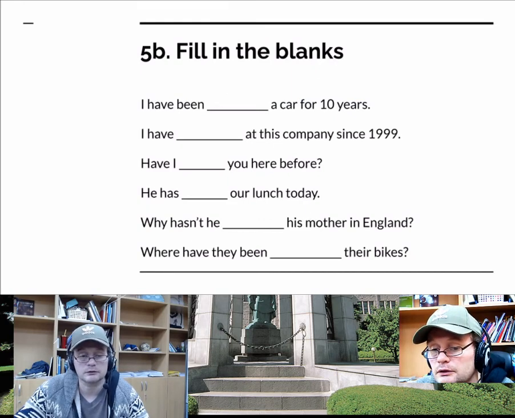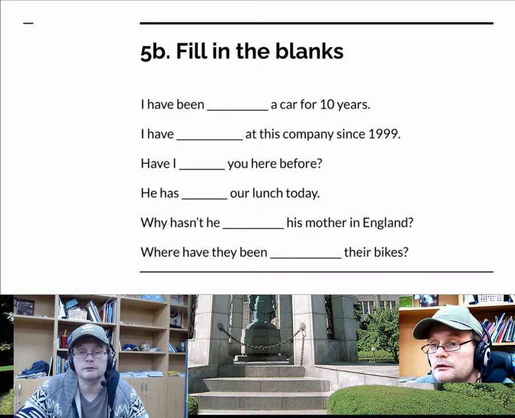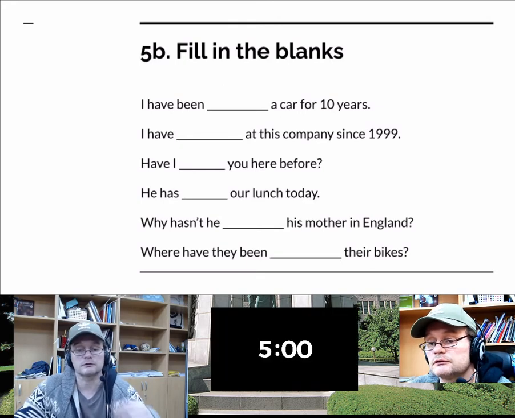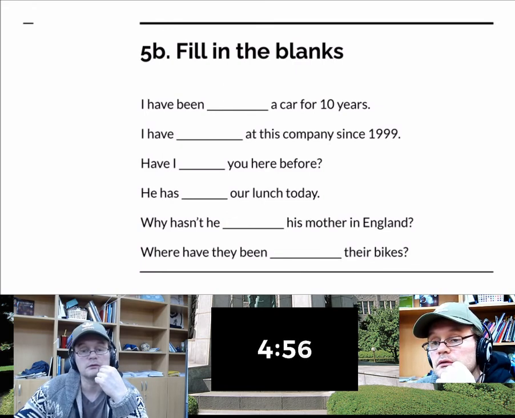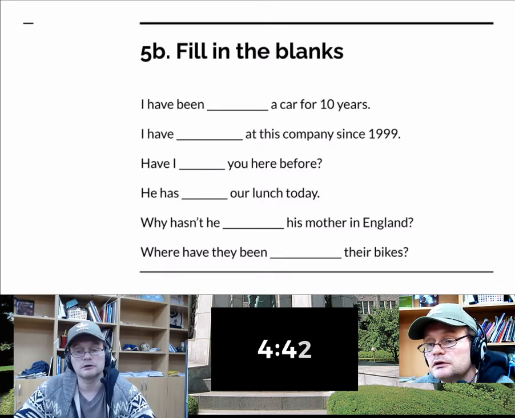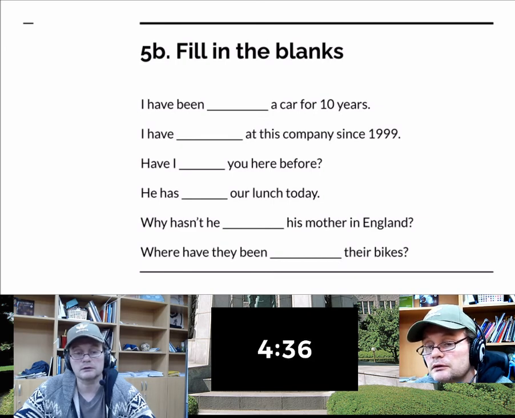Okay, guys, so now we're going to do fill in the blanks, and this time it's about using I have been, using the perfect tense, present perfect. What would the blanks be here? Think about the answers. I have been driving a car for 10 years. What about the other ones? So I'll give you 4 minutes to answer those and make those sentences, fill in the blanks for those sentences.